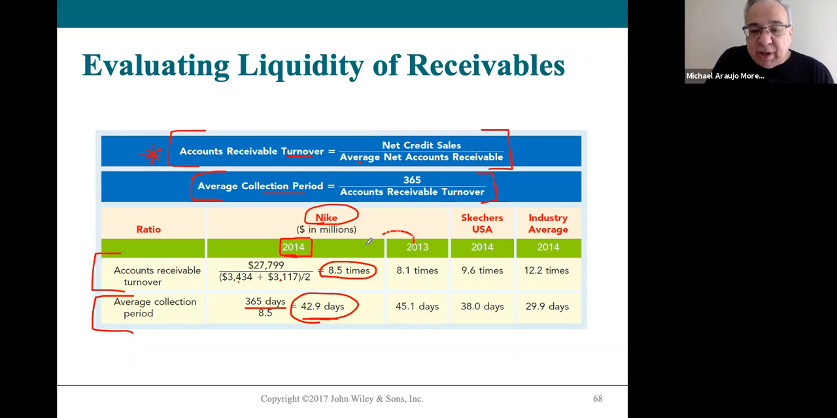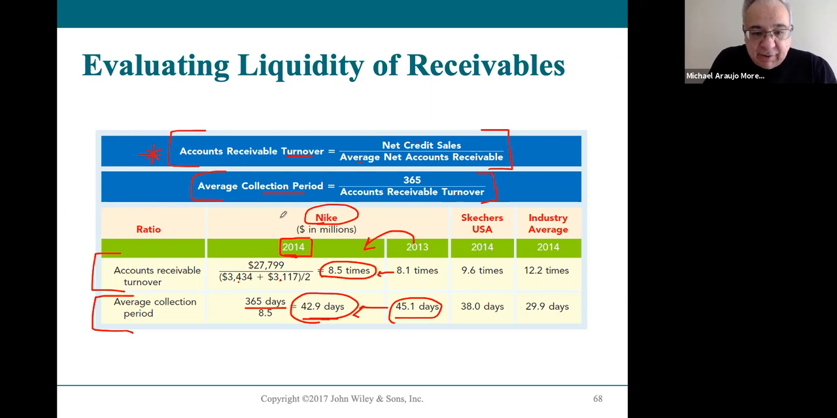However, as you see from the 2013 numbers to 2014, they were waiting a longer period of time, right? Their turnover rate went from 8.1 to 8.5. That's good because it's getting higher. And their collection period went down, which is good because you're collecting money faster. Problem is, it's not fast enough.